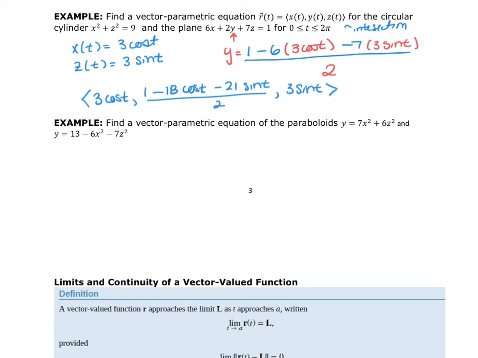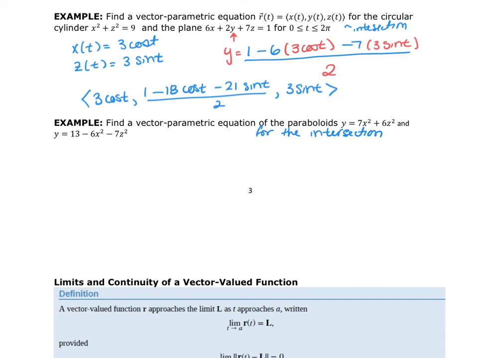I don't know why I didn't want it for the intersection. Find a vector parametric equation for the intersection of these two paraboloids, not graboids.